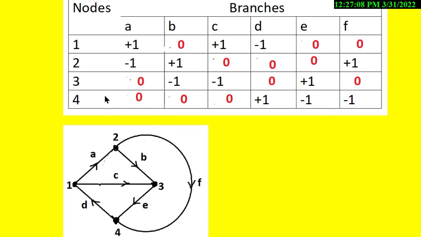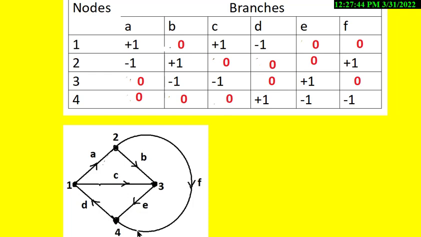Similarly, for the fourth row, that is node 4, first identify the disconnected elements or branches. The disconnected elements for the fourth node are nothing but A, B, C. These three elements are not connected to node 4. Then put their values as 0 in the matrix: corresponding to A 0, corresponding to B 0, corresponding to C 0.